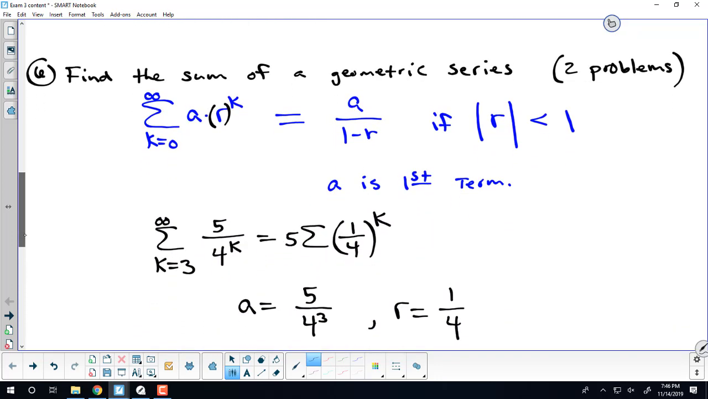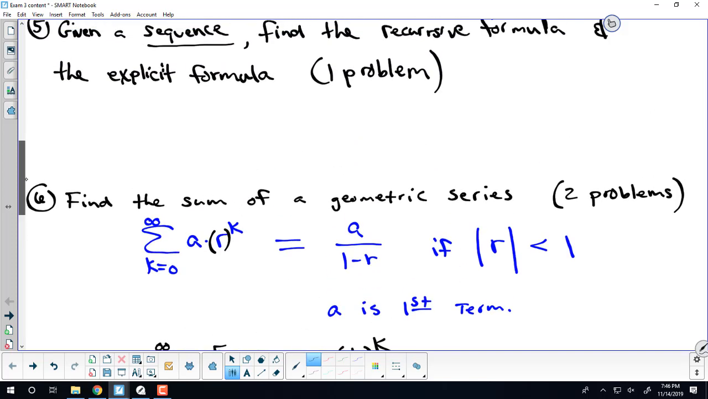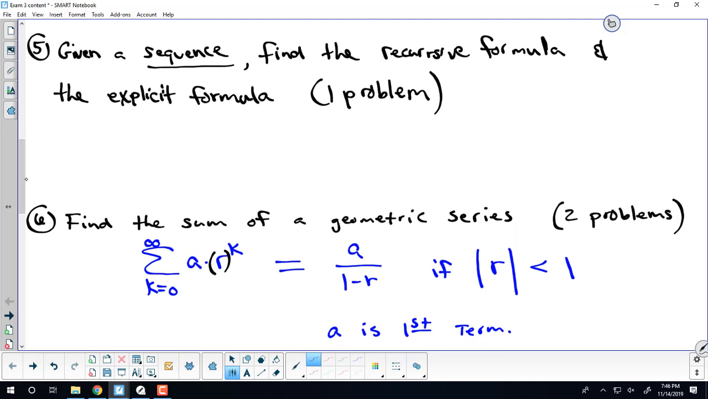There's 2 problems finding the sum of a geometric series. Can you go back for a second? Yeah, I'll post all of this after class too. The sum of a geometric series. So this is, again, something you should definitely know.